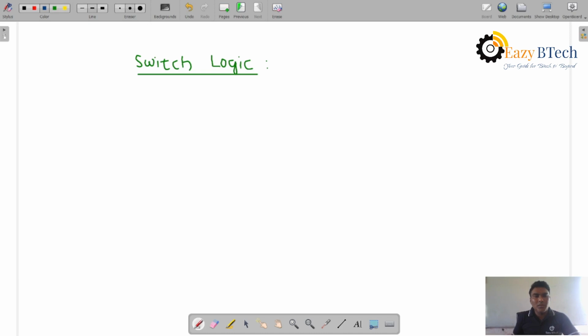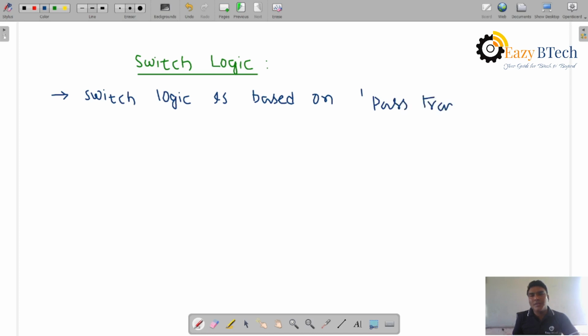Switch logic is based on pass transistors and transmission gates. So the logic signal passes through pass transistors, and the other one is the transmission gate. Let us see what a pass transistor is and what a transmission gate is.